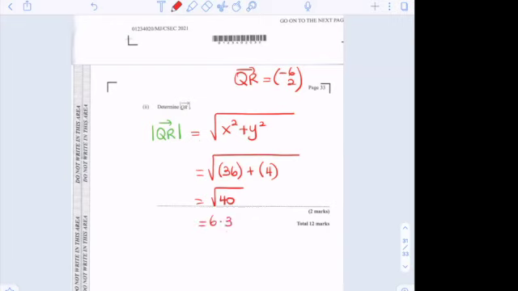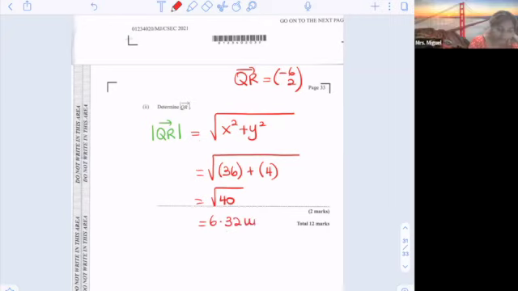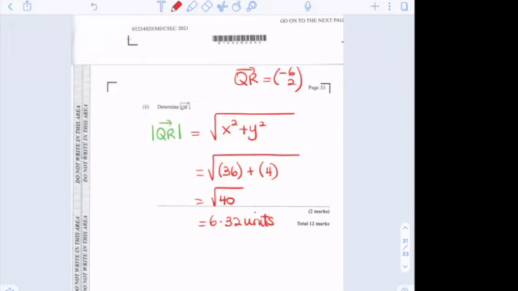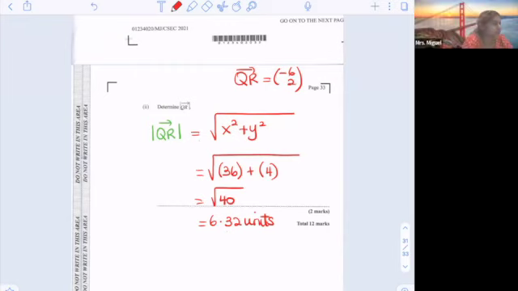10. 6.32. Check by that. The square root of 40. I get 6.32. Yeah, miss. All right. So see what mistake you need to take down. See what you need to take down there. And let's move to the other question.